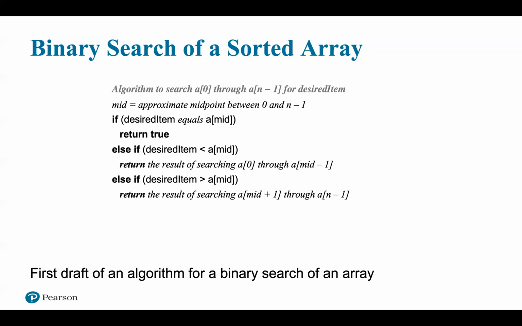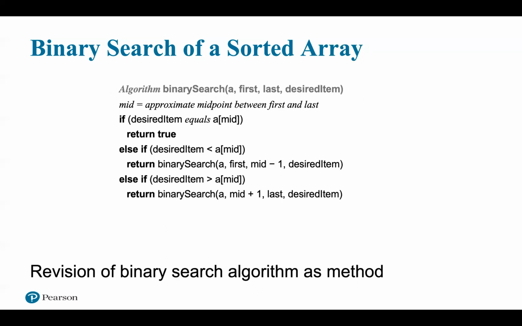Replacing the index 5 in the preceding example with whatever index is in the middle of the array leads to our first draft of the algorithm for a binary search of an array. And so that's what we're showing here.